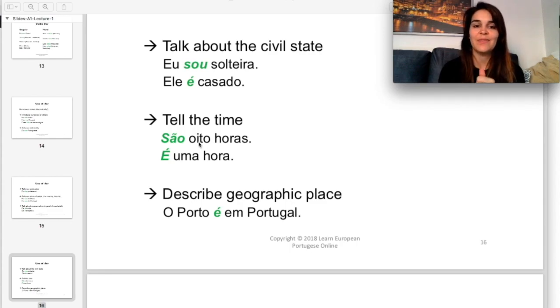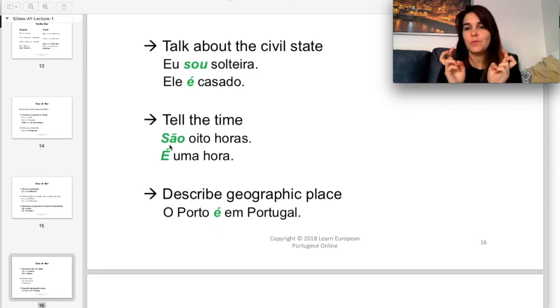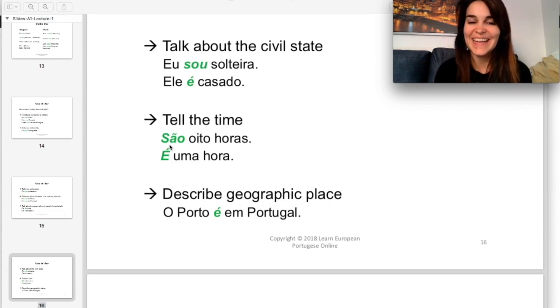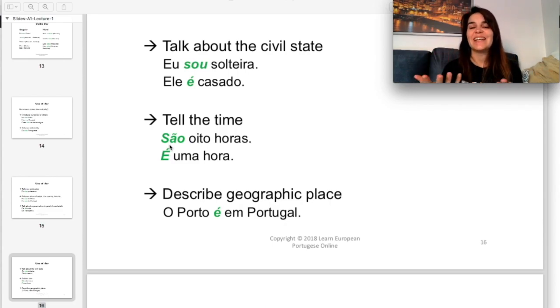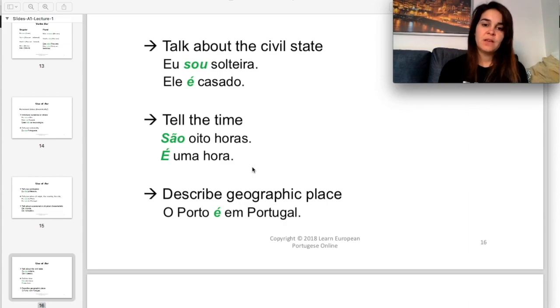So we say something like são 8 horas. This would be translated into there are 8 hours, something like that. But it means it's 8 o'clock, and é 1 hora, it's 1 o'clock, for example.